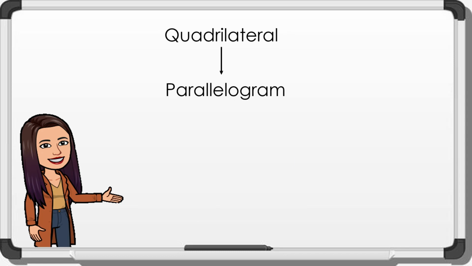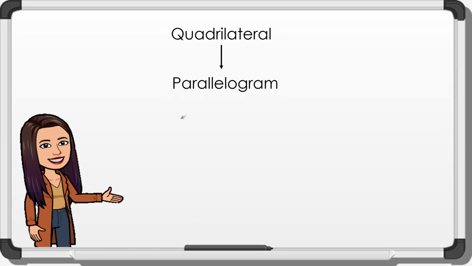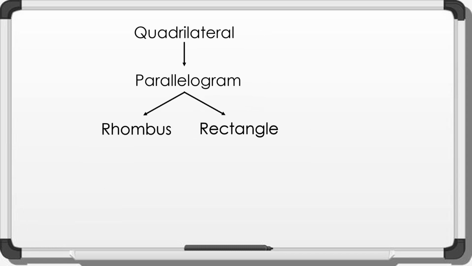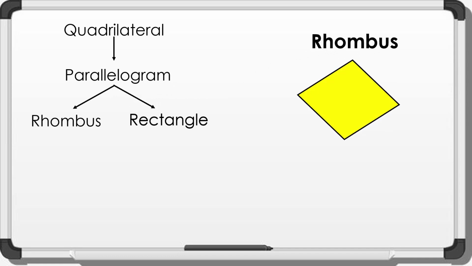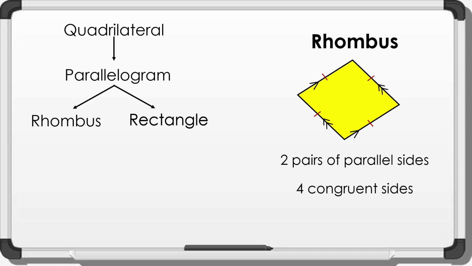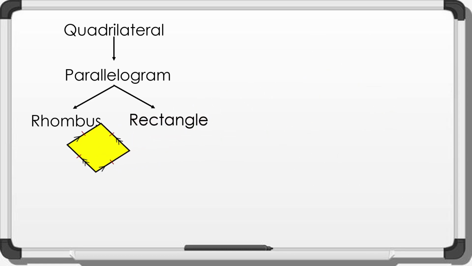But there are actually many different kinds of parallelogram, and they can be called a rhombus and a rectangle. Let us start with a rhombus. A rhombus looks like this. It has two sets of parallel sides. And in addition, a rhombus has four congruent sides. And we put dashes on the sides of the rhombus to show it. And that's it for the rhombus.